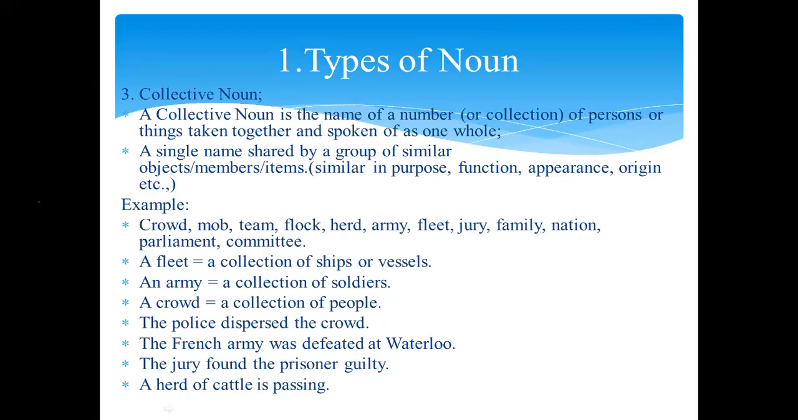For example, second definition: a single name shared by a group of similar objects, members, items similar in purpose, function, appearance or origin.